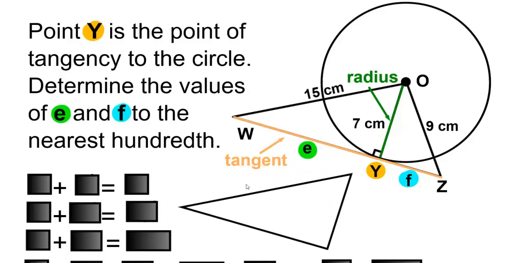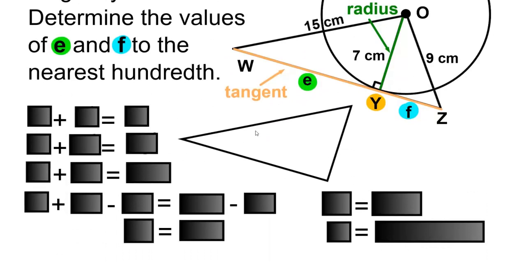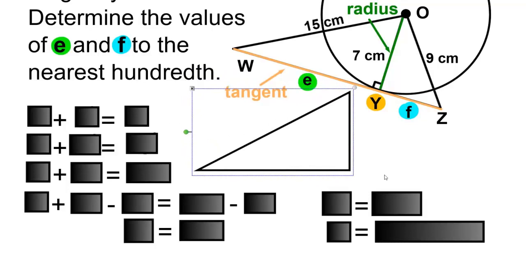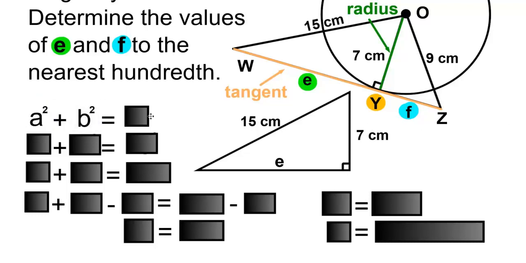Let's redraw this right angle triangle and put in the dimensions that we know. We know the angle on the bottom right is 90 degrees. We know the value of this line here is 15 centimeters, and the value of this line is 7 centimeters. What we don't know is the bottom line, which is E. Since this is a right angle triangle, we'll use Pythagorean theorem to solve, which is a squared plus b squared equals c squared. Our C will be our line opposite of the right angle, which will be 15 centimeters.